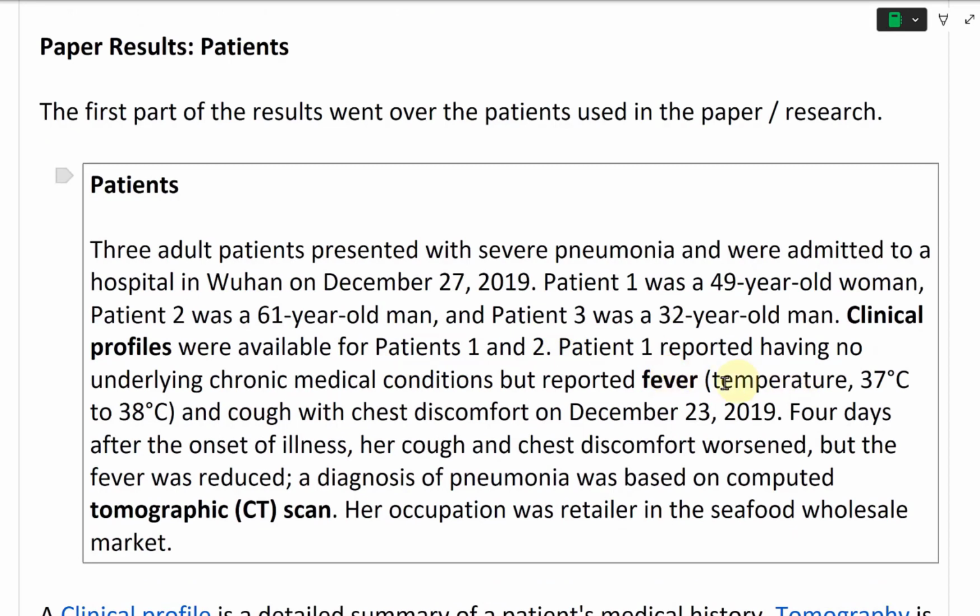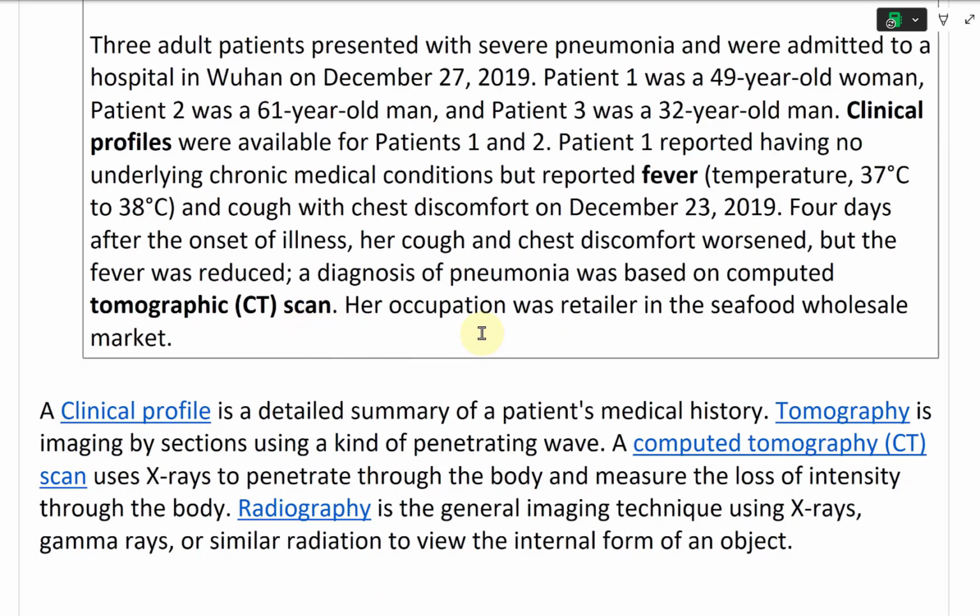Patient 1 reported having no underlying chronic medical conditions, but reported fever with temperature of 37 degrees to 38 degrees, and cough with chest discomfort on December 23rd, 2019. 4 days after the onset of illness, her cough and chest discomfort worsened, but the fever was reduced, and a diagnosis of pneumonia was based on computed tomographic or CT scan. Her occupation was retailer in the seafood wholesale market.